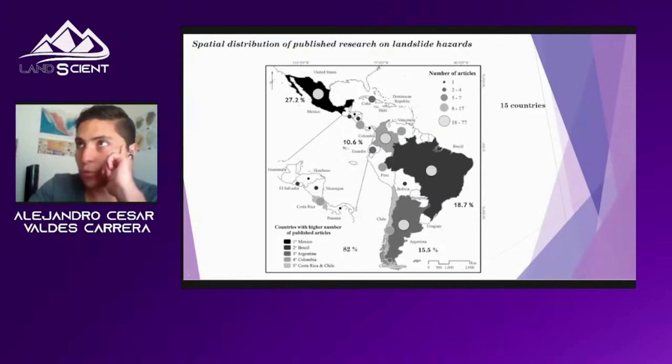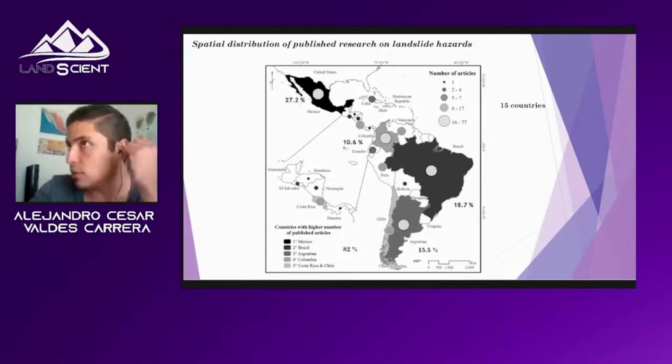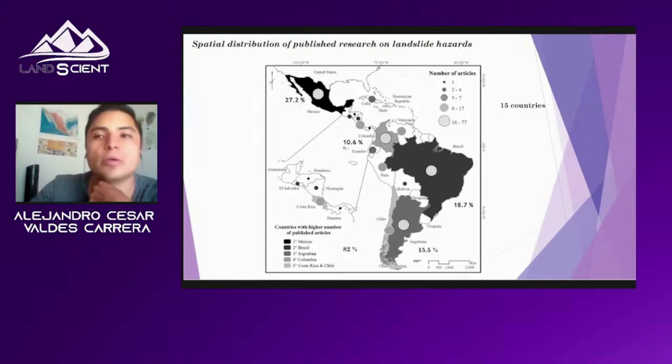About the spatial distribution of the published research, almost 80% of the research was concentrated in six countries. Those are Mexico, Brazil, Argentina, Colombia, Costa Rica, and Chile. The major production is concentrated in Mexico, followed by Brazil, Argentina, and Colombia. Latin America has 20 countries, and only 15 countries publish about this topic.